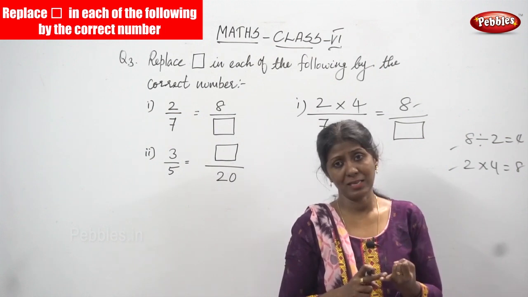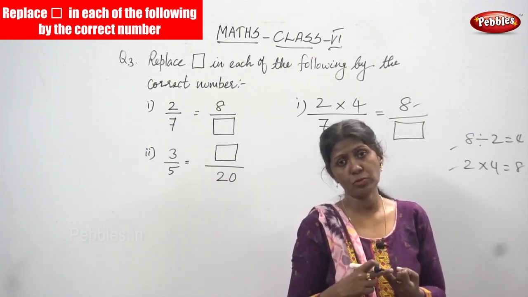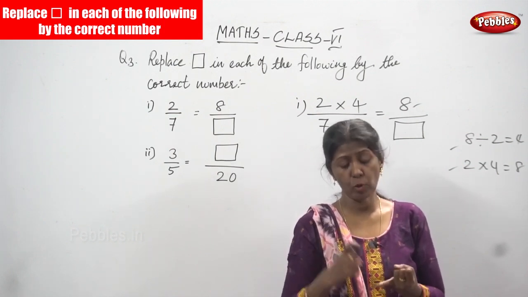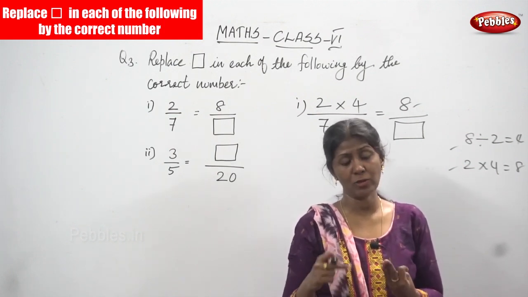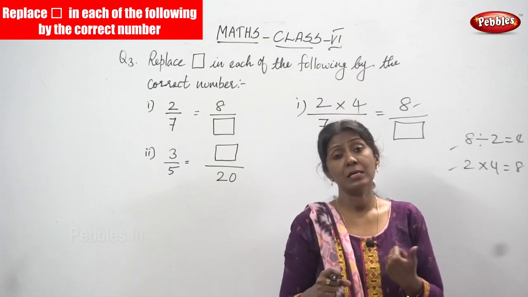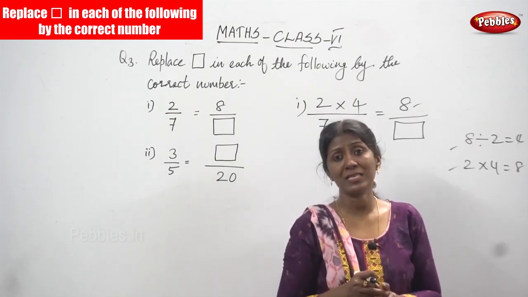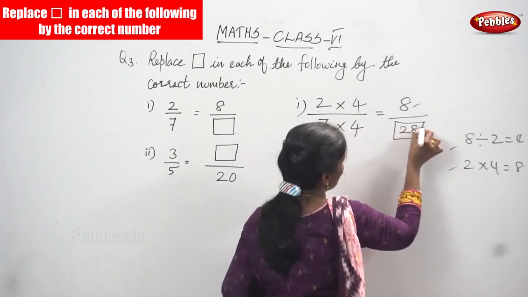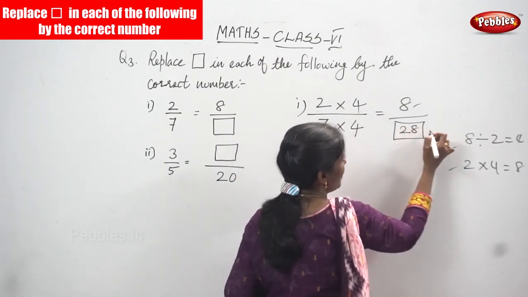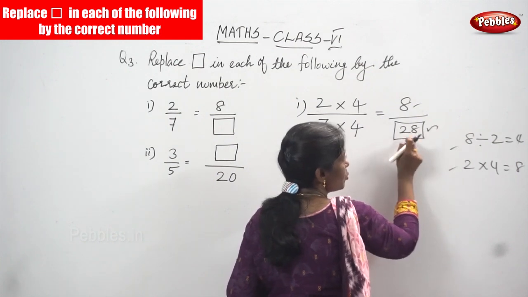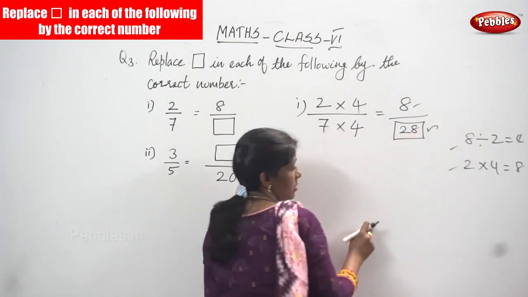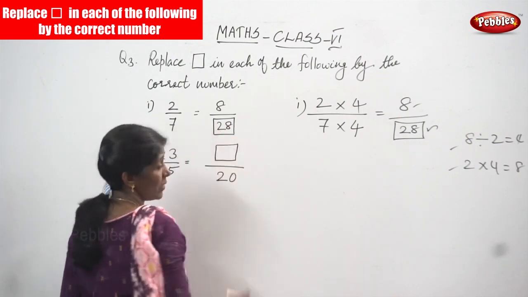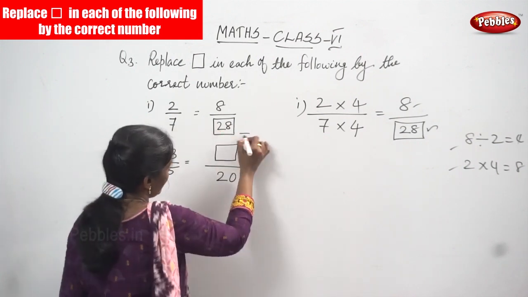7 ones are 7, 7 twos are 14, 7 threes are 21, 7 fours are 28. Or else 4 ones are 4, 4 twos are 8, 4 threes are 12, 4 fours are 16, 4 fives are 20, 4 sixes are 24, 4 sevens are 28. So 7 fours are 28, or 4 sevens are 28. I found the denominator, and you must write it in the empty box. So the answer is 28. So 8 by 28, the answer is exactly right.